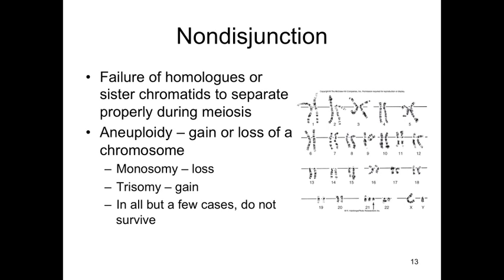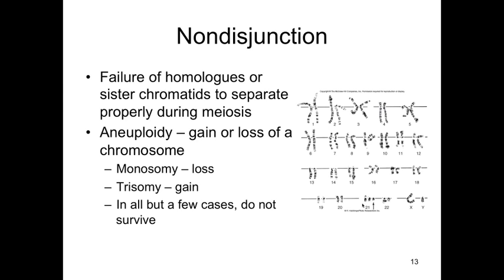Some other conditions that we might consider are a result of nondisjunction. Nondisjunction is the failure of homologs or sister chromatids to separate properly, either during meiosis I or during meiosis II. What this results in is having a gamete that has 2 copies or no copies of a particular gene. When that gamete comes together with the other gamete, it'll result in either having 3 copies of a chromosome, like you see in this karyotype here, or only 1 copy.